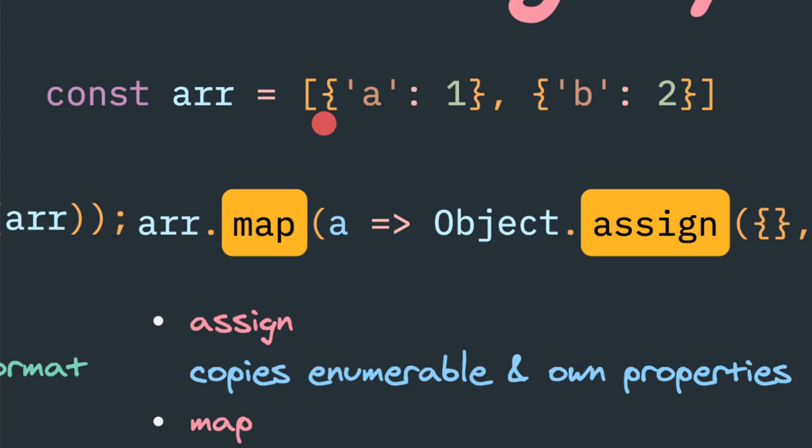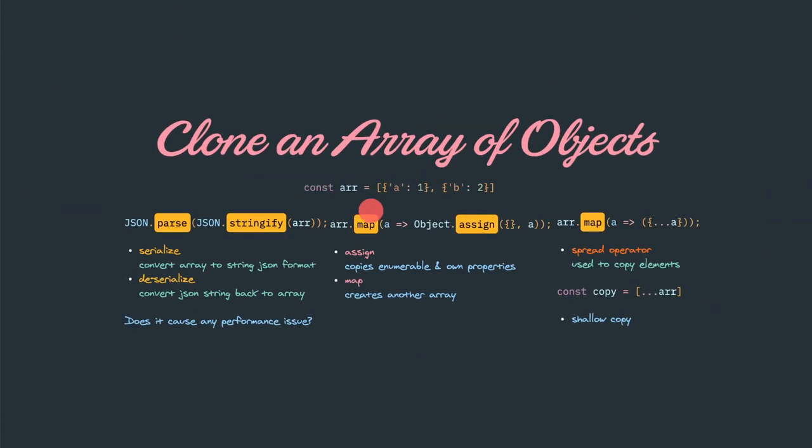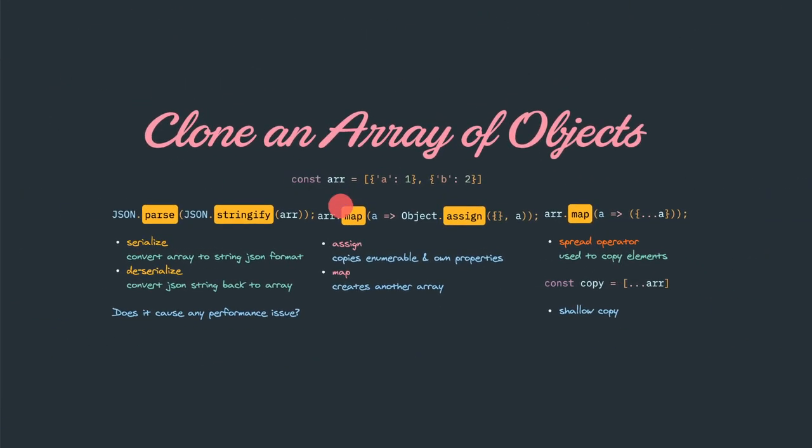The first thing that comes to mind is, why do we need this tutorial? Why can't we simply create a constant copy equal to this array? Won't it solve the problem? You may be thinking that, but that will cause an undesirable side effect. Let's explore real quickly what I mean by that.